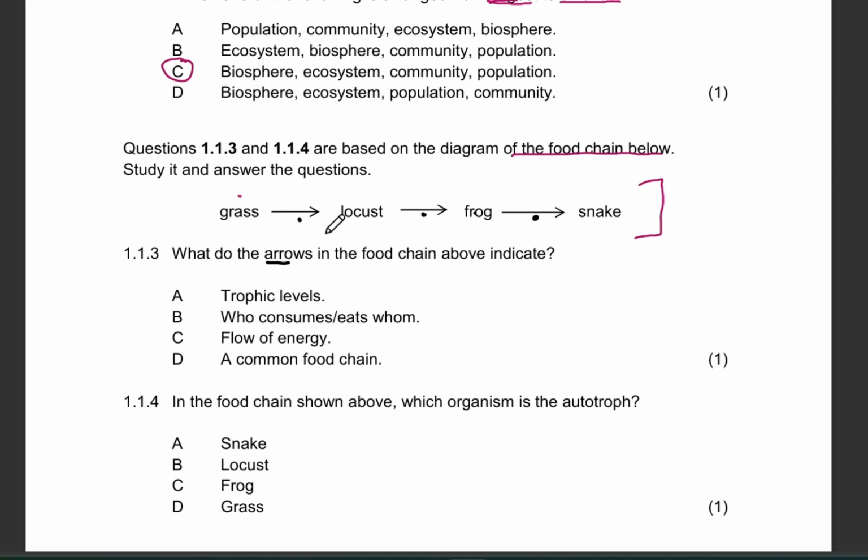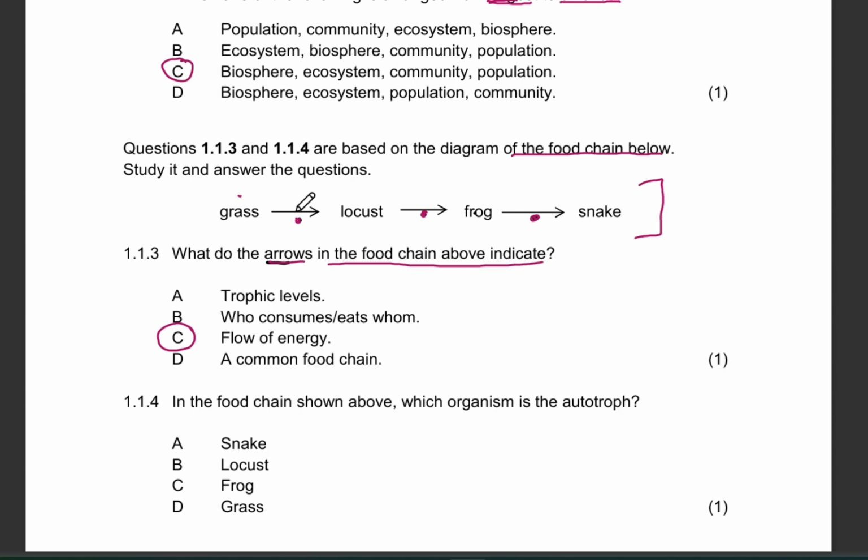113. What do the arrows in the food chain above indicate? The arrows that we have here on our food chain, what do they indicate exactly? This is a very popular question, guys. Do they indicate trophic levels? Do they indicate who consumes or eats whom? Do they indicate flow of energy or a common food chain? The arrows in the food chain, guys, indicate the flow of energy.